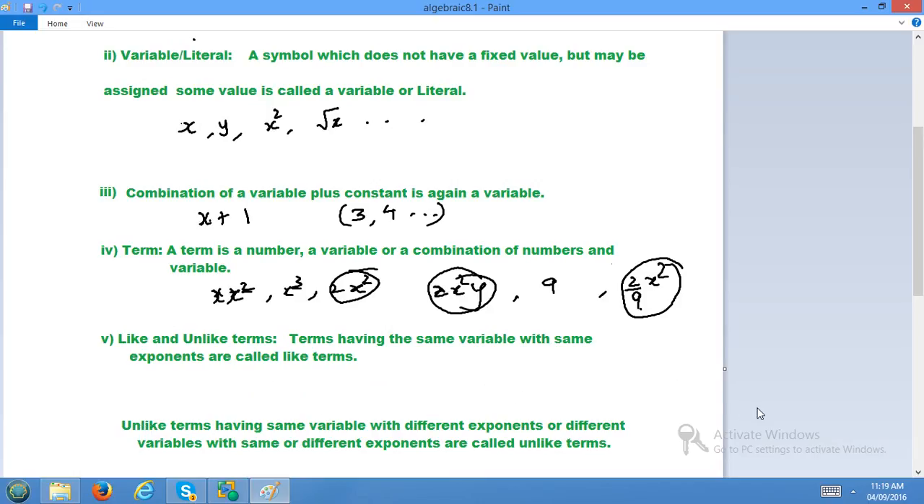Next, one of the terms is like terms and unlike terms. What do you mean by like? Like means similar. Unlike means it is not similar. For example, 1x plus 2x plus 8x, we can add these. This will become 8 plus 2 plus 1, which is equal to 11x.